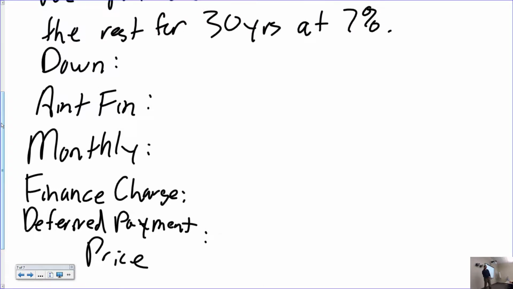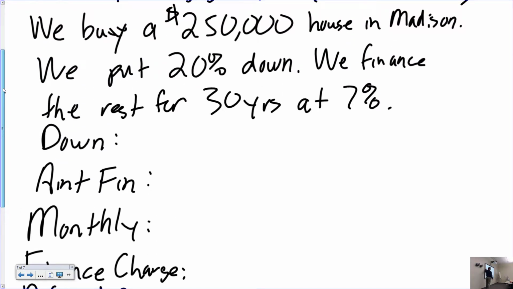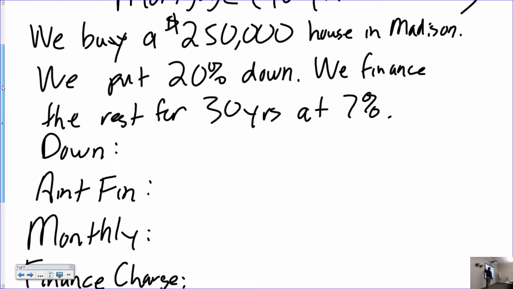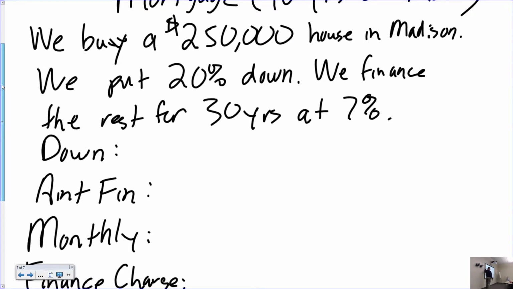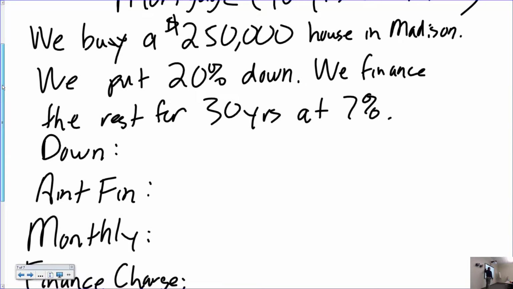Okay, so the down payment's the amount that you put down. The amount financed is the amount you borrow. The monthly is how much you're paying a month. The finance charge is the interest. The deferred payment price is how much you really paid for the item. All that stuff's the same. Okay? So, remember, numbers are just way bigger. And these numbers will make you sick. They made me sick for a long time.